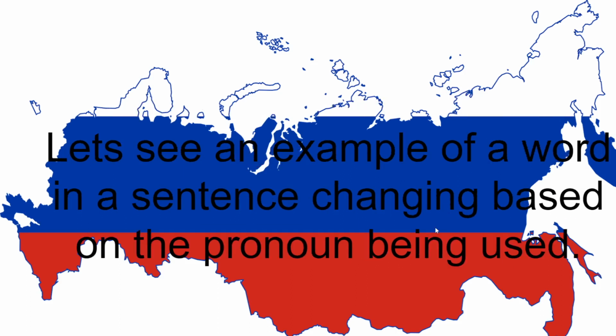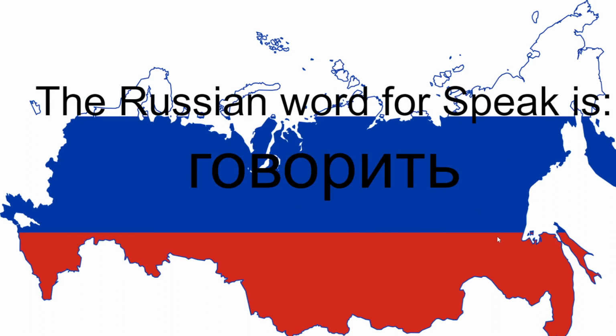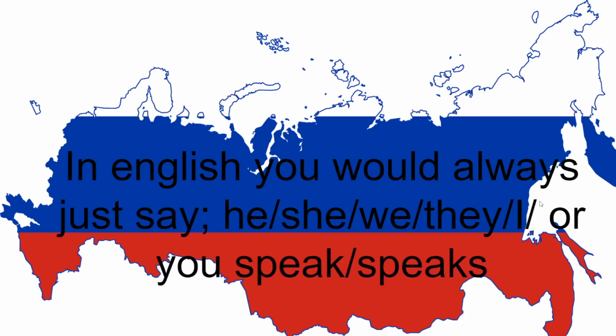Let's see an example of a word in a sentence changing based on the pronoun being used or the pronoun preceding it. So here's the Russian word for speak, which is govorit. That's just the plain Russian word, no conjugation, just what the word is by default in its infinitive form. In English, you would always just say he, she, we, they, I, or you speak or speaks. It doesn't really matter what the pronoun is, it's always speak or speaks.